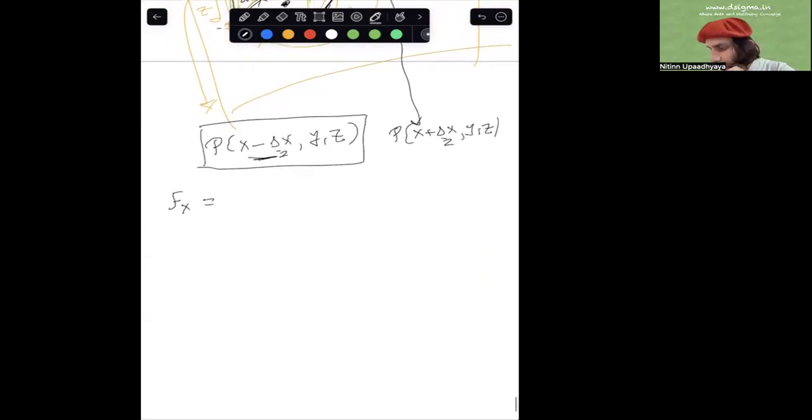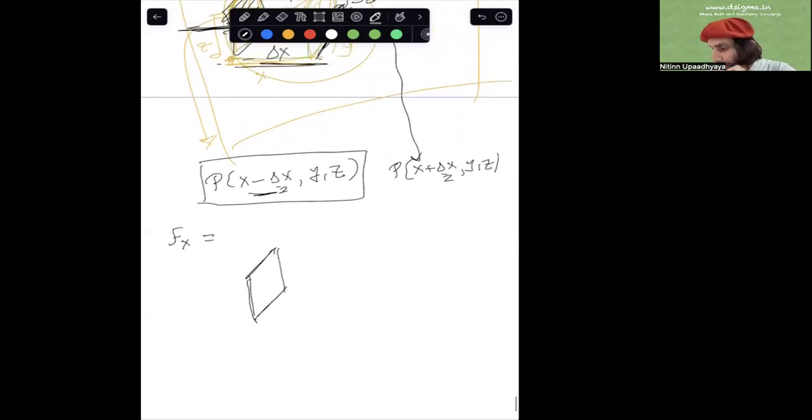So if you want, I can just draw the diagram again. So let's say this is the x, this is the face which is normal to the x direction, this one, and this is the other face normal to the x direction. So we'll assume that the pressure here is like this, and the magnitude of this pressure is P at x minus del x by 2, comma y, comma z. The pressure here is also compressive. It's pressing, right? So it's P at x plus del x by 2, comma y, comma z.